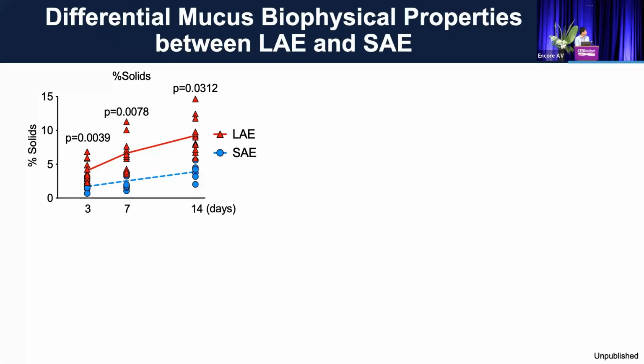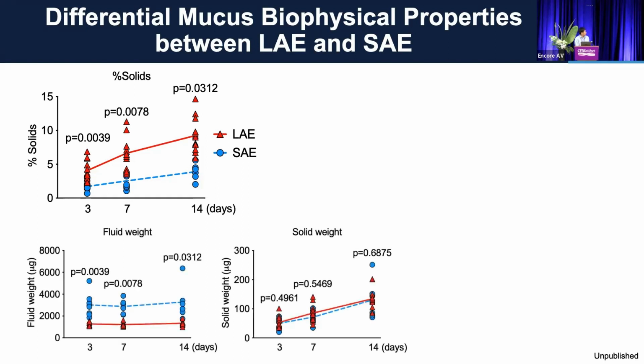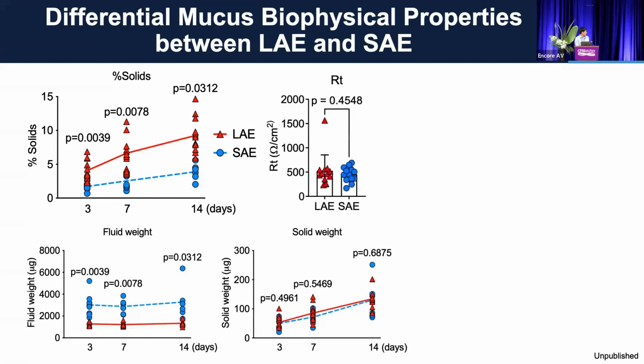Firstly, we looked at percent solids in the apical mucus from these large and small airway cultures. The large airway apical mucus is more concentrated and shows higher percent solids compared to small airways, which is consistent with the Kenichi small airways data. When we look at the solid and fluid components, the solid component is comparable, but the fluid component is higher in the small airway culture compared to large airway.